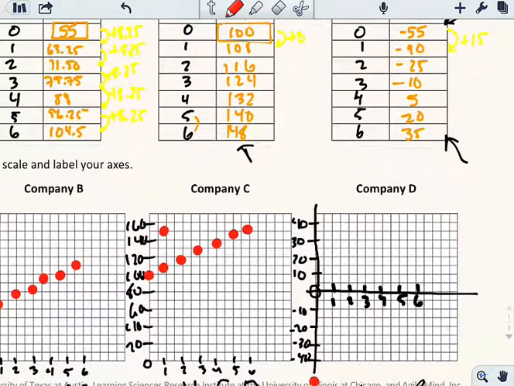1 is negative 40, so we can put that, boom, at negative 40. 2 is negative 25. It should be right between. 3 is negative 10. 4 is a plus 5. And 6 is 35. Okay.